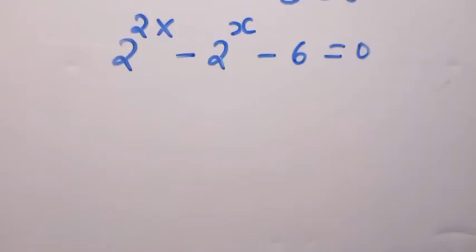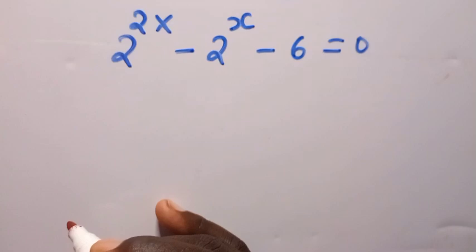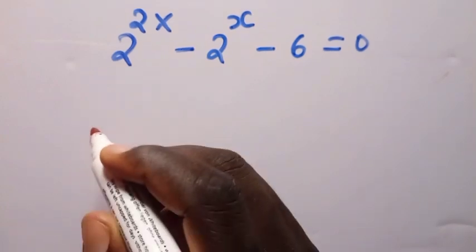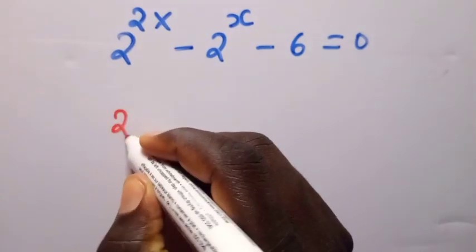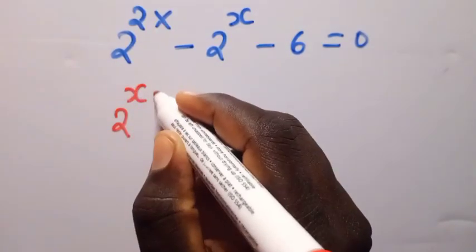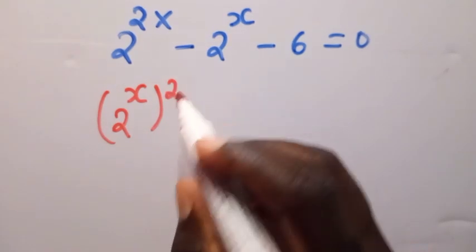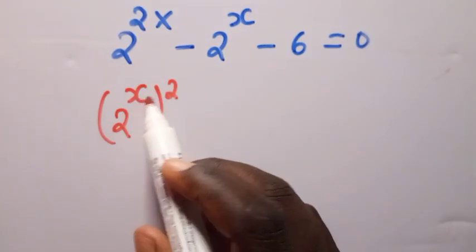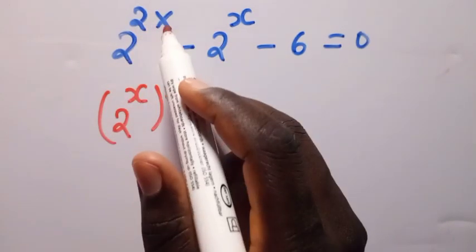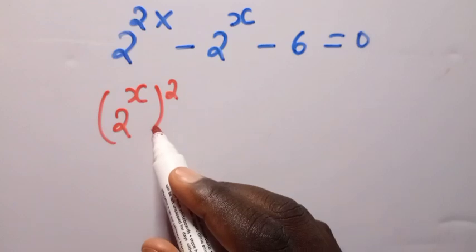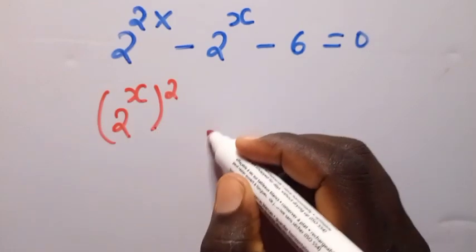Now, this is what we shall do in solving this exponential equation. This equation can be rewritten as (2 raised to x) all raised to 2. Now, (2 raised to x) raised to 2 is just the same as 2 raised to 2x. I have only applied the laws of indices. This is the law that I have applied here.